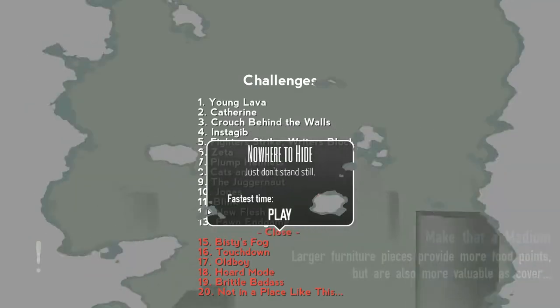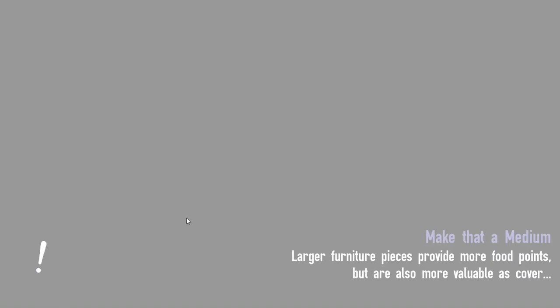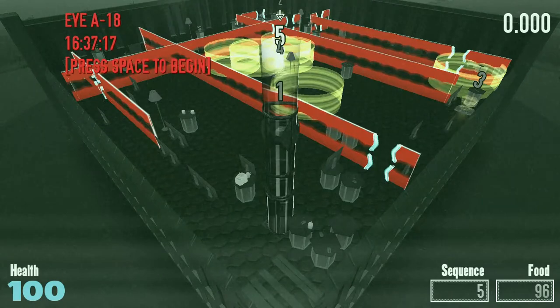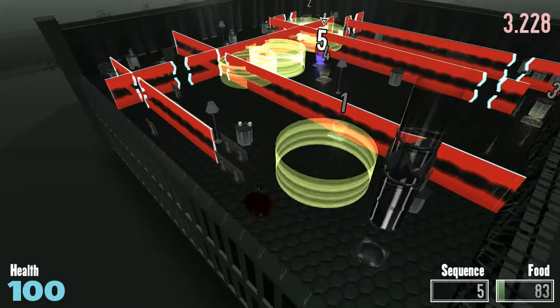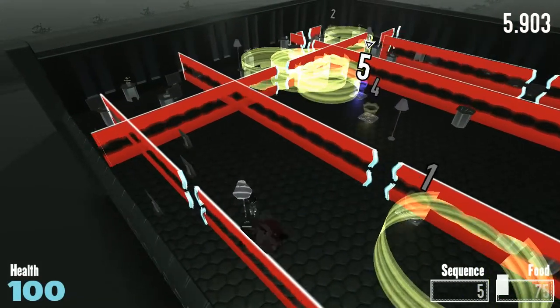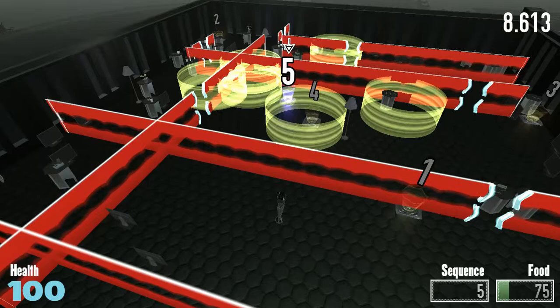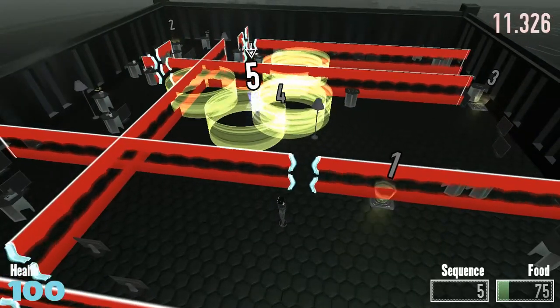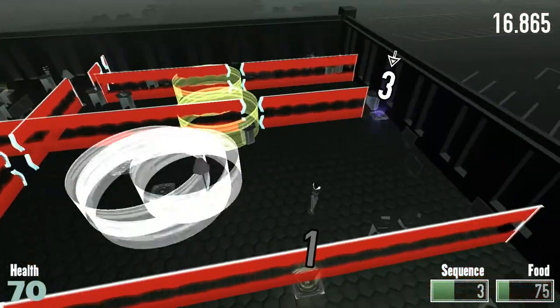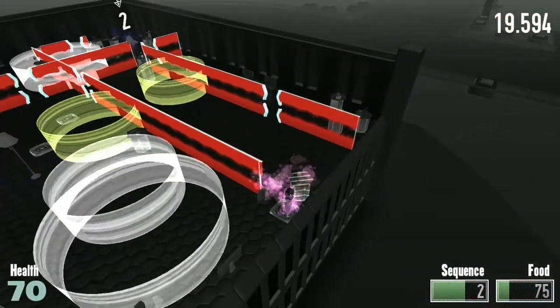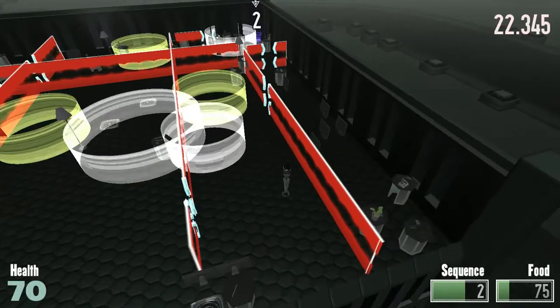Nowhere to hide, just don't stand still. Dude, we're killing it. Just don't stand still. What does that mean? Wait, is this the thing where I have to constantly be moving? Oh, it's just spotlights, dude. Absolutely no one cares about, but people care about red things. Oh, I hate red things. Oh, they all become white whenever they... Okay, I see you.